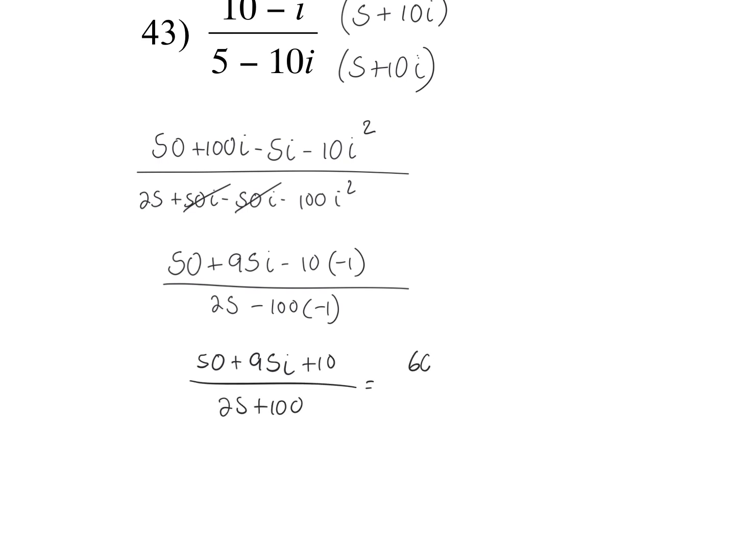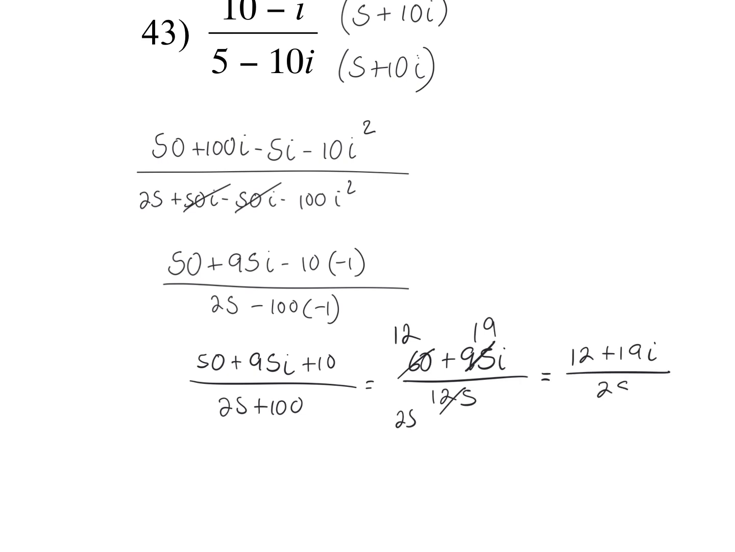That's going to give me 60 plus 95i over 125. And again, they all simplify by 5. This is going to become 12. This is going to become 19. And this is going to become 25. My final answer is going to be 12 plus 19i over 25.